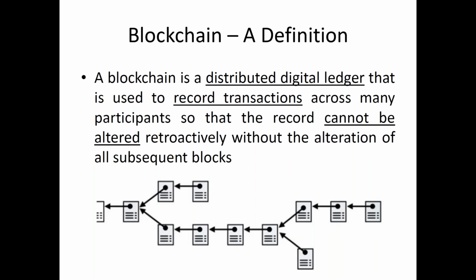Moving on. Again, blockchain is a very overloaded term with a lot of different meanings and interpretations depending on who is looking at it and from what perspective. There are so many definitions of blockchain available out there, but for the purposes of my talk, this is a definition that I have picked, which maps nicely into my thought process. A blockchain is a distributed digital ledger that is used to record transactions across the participants so that the record cannot be altered retroactively without the alteration of all subsequent blocks. This is the definition that I'm going to use for blockchain.